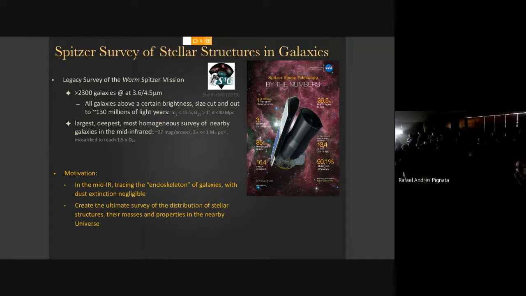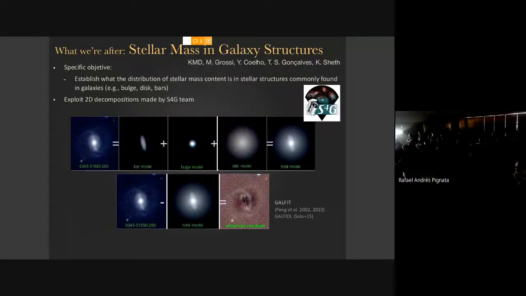So the motivation behind this program was to really map the endoskeleton of galaxies and get down to study the stellar masses in these structures. So what we have been doing, as part of the S4G team, we did the decomposition that is available for you all to use if you wish.